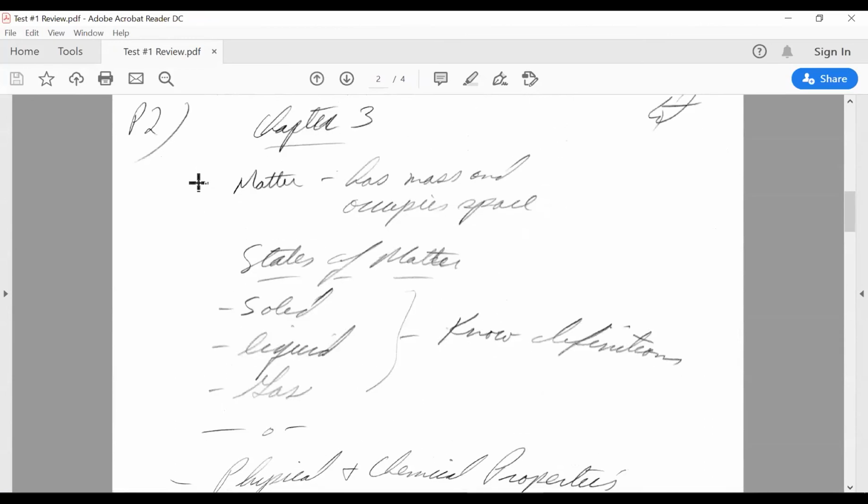I also once again asked you about chemical symbols. Then we went into chapter 3, talked about matter.